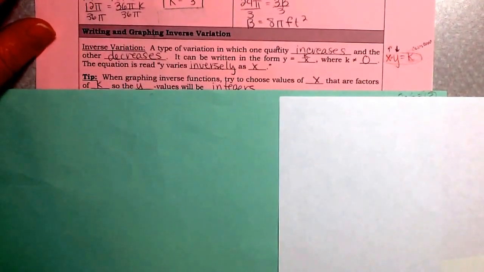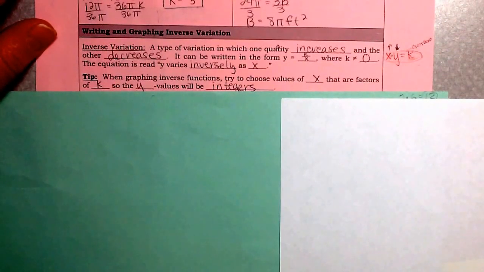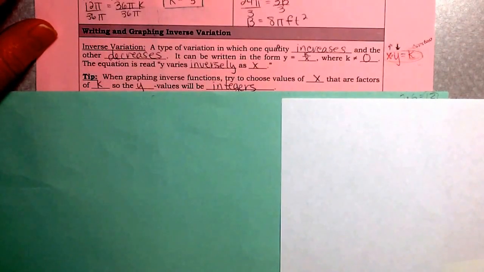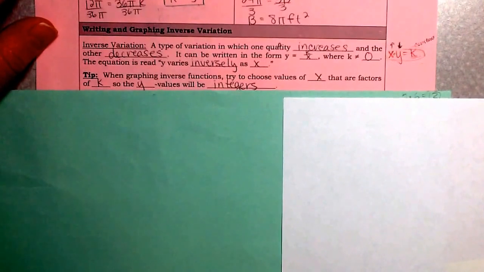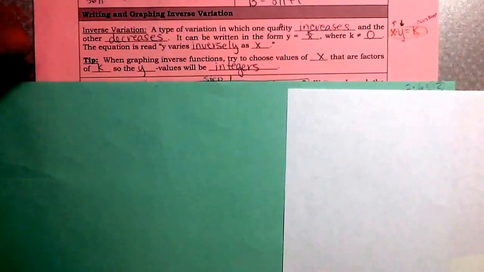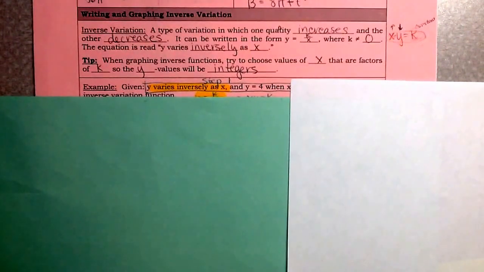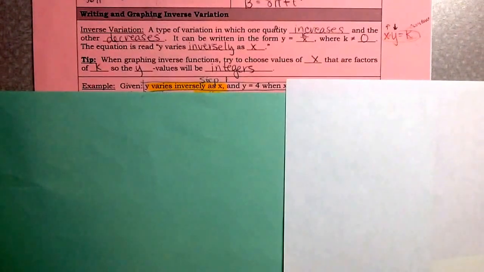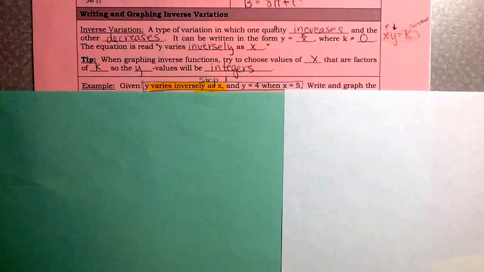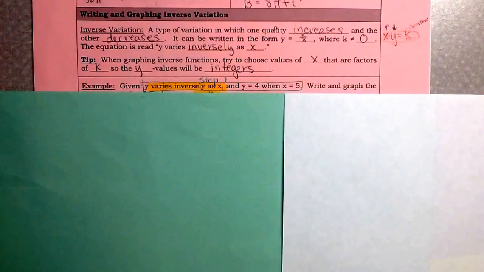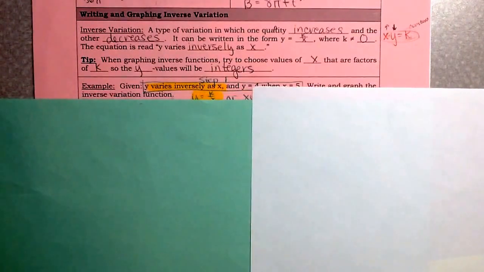All right, the equation is read y varies inversely as x. Now, when you're graphing inverse functions, try to choose the values of x that are factors of k so that the y values will be integers, and that might make a little more sense here when we actually start graphing. So, here's our example. We have y varies inversely as x, and y equals 4 when x equals 5. So we want to write and graph the inverse function.